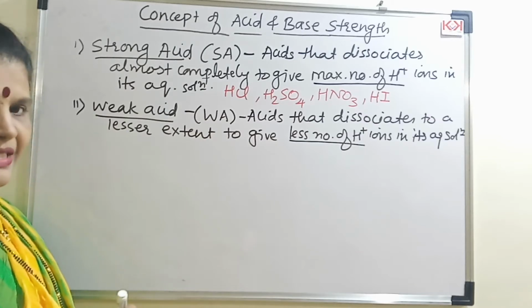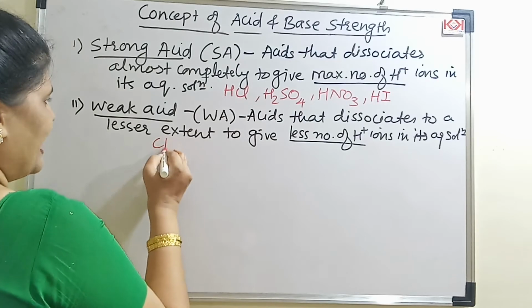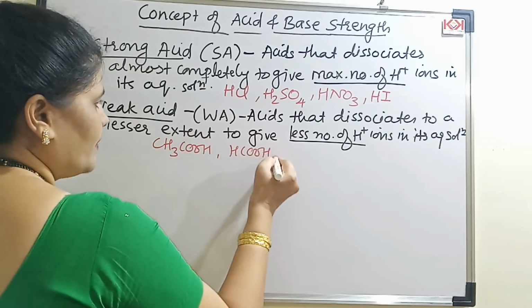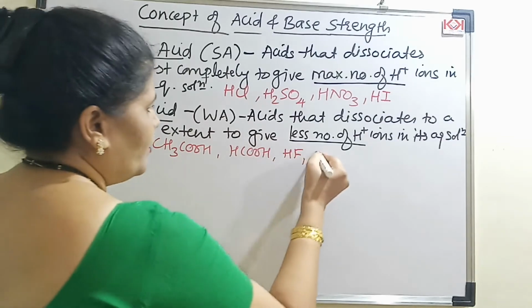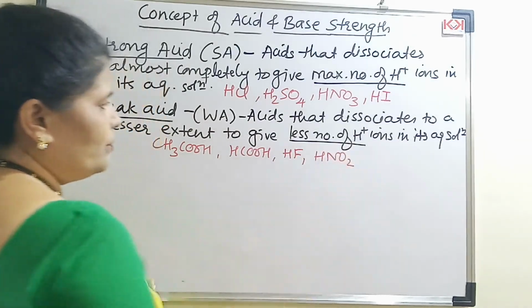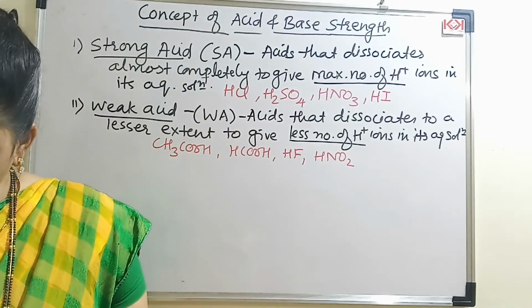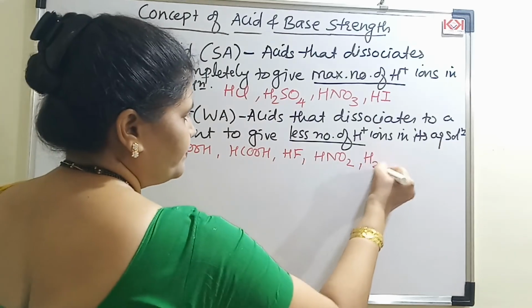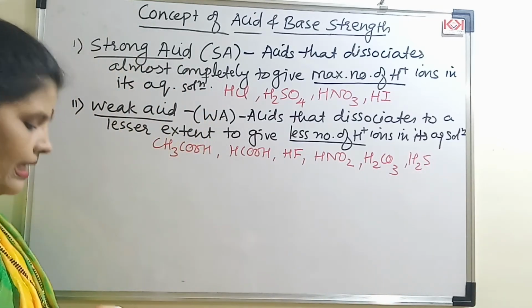Now let us see the examples here. For a weak acid, the best examples we have are acetic acid and formic acid. You have HF, which is again a weak acid. You have nitrous acid, that is HNO2. Most of the organic acids are weak acids. I can have here carbonic acid, H2S. So they all are weak acids.